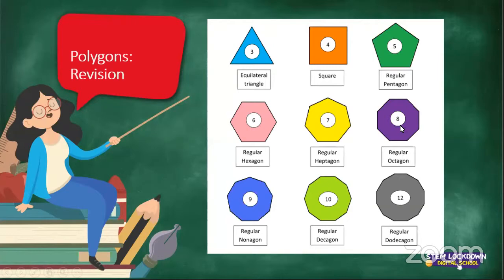Then we have a regular polygon. It has 8 sides: 1, 2, 3, 4, 5, 6, 7, 8. So let's see how many vertexes it has. It's 1, 2, 3, 4, 5, 6, 7, 8.